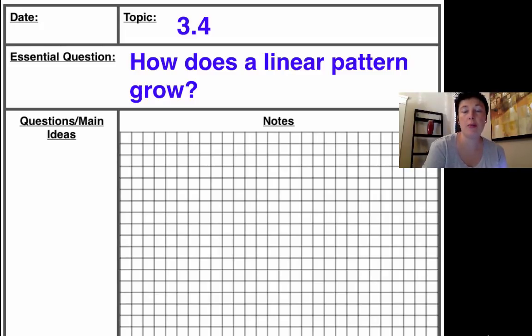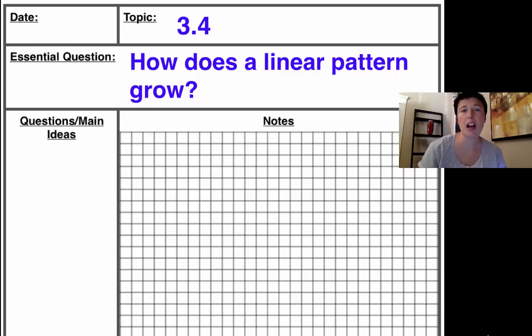Hi guys, we're in chapter 3 still, and we're starting section 4 in our textbook, which is what this video correlates with. And the essential question in this video is, how does a linear pattern grow? So we've been talking a little bit about what it means to be linear versus nonlinear. And really, when you start talking about linear, the first thing that comes to my head is just thinking about its growth. And there's always a pattern to it. So we're really going to work on that today in this video.